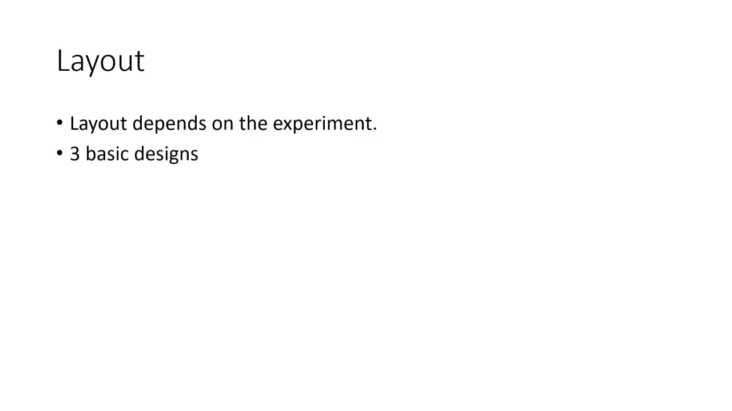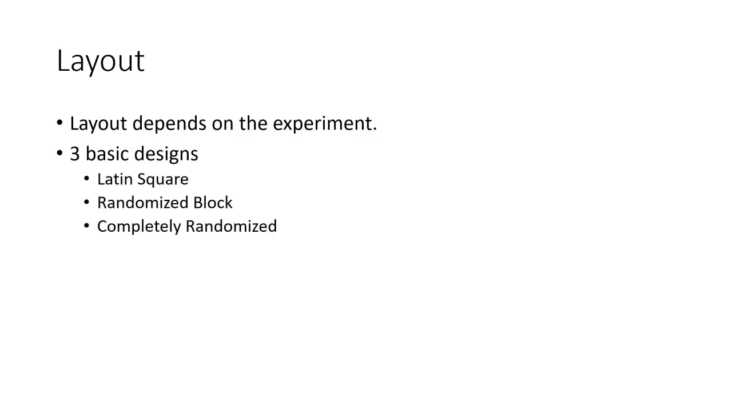Layout. The layout is the general pattern that we use to create the study. Layout depends on the experiment. 3 basic designs that are often used in biological studies include the Latin square, a randomized block design, or a completely randomized design. Latin square is often used in field studies and controls 2 sources of nuisance variables such as east-west, north-south variation in the soil.